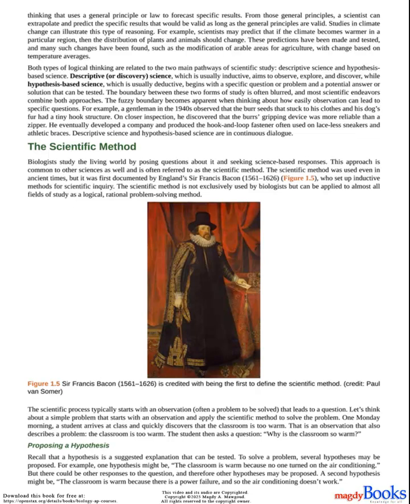Studies in climate change can illustrate this type of reasoning. For example, scientists may predict that if the climate becomes warmer in a particular region, then the distribution of plants and animals should change.